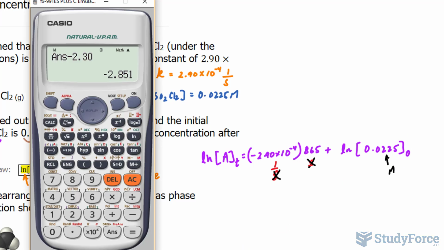I'm going to go ahead and use my calculator. I have negative, starting over here, 2.90 times 10 to the power of negative 4, multiply by 865. Let's continue. Plus ln, that button, 0.0225. The right side of this equation is equal to negative 4.045.